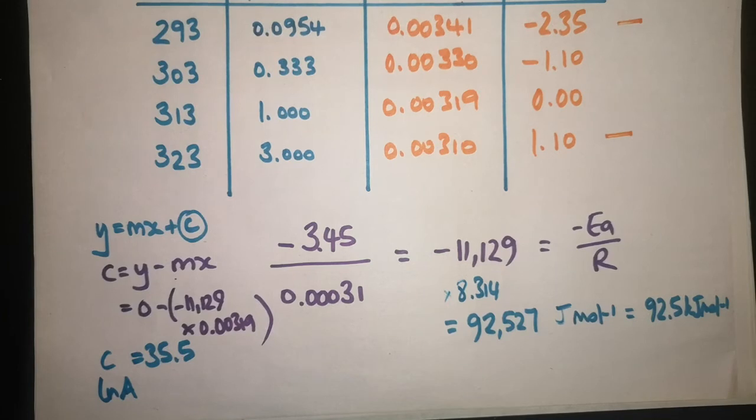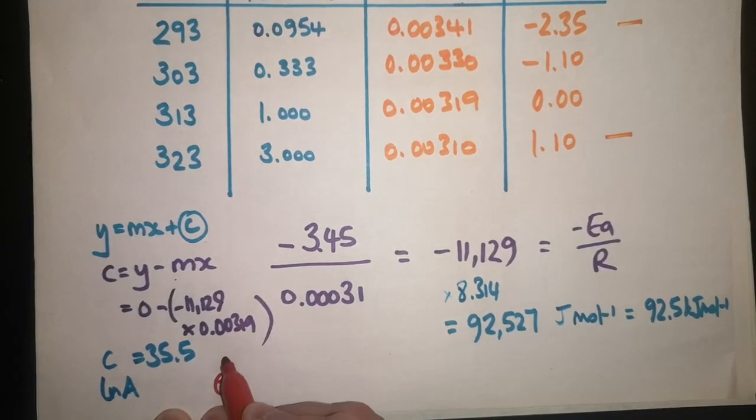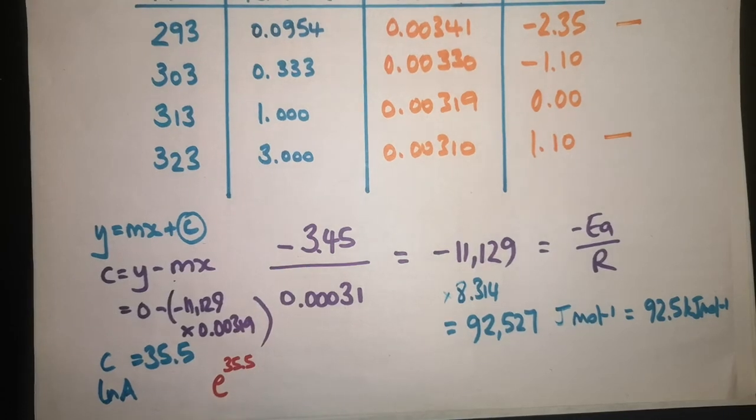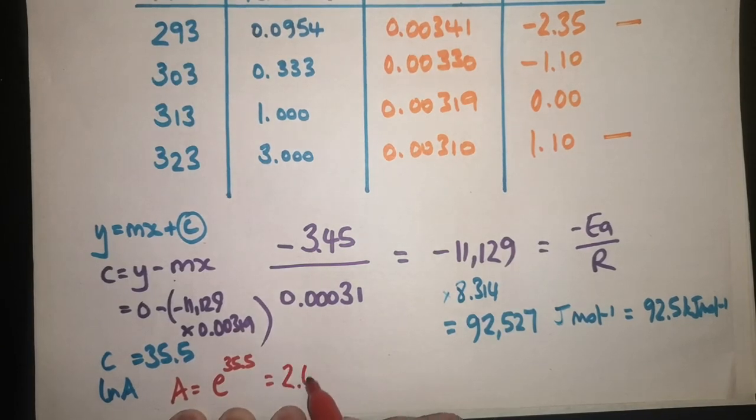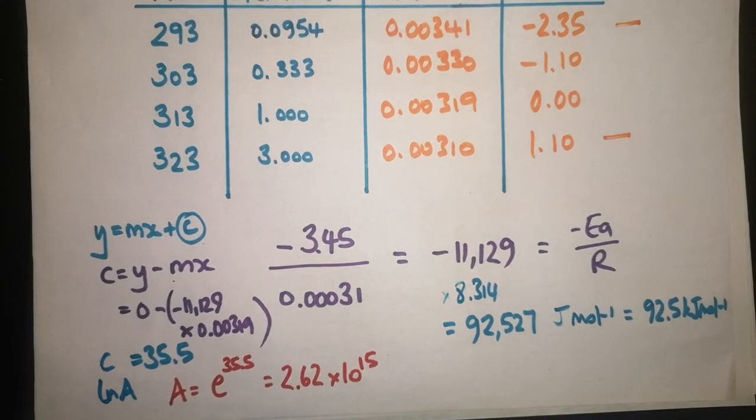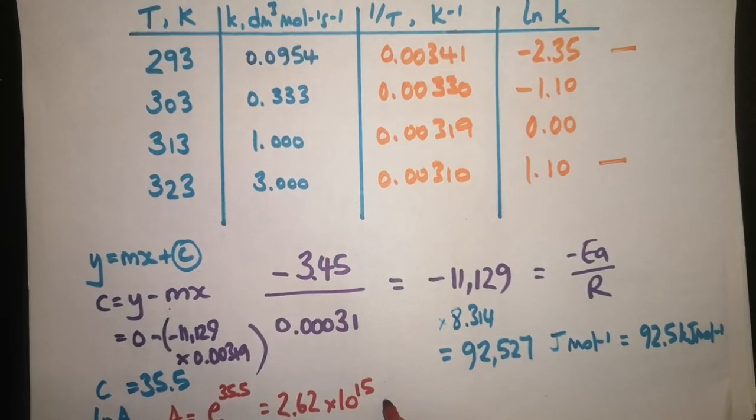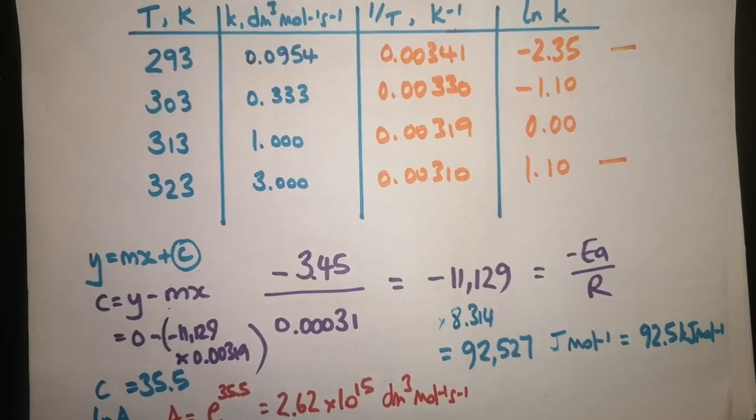Remember that the opposite of an ln is an e function. So in order to calculate the actual number of A, we'd do e to the power of 35.5, and that would give us A. And that, hopefully I've got this correct, comes out as 2.62 times 10 to the 15. And remembering that the units of A are the same as the units of k, well k is up here, so I'm going to copy the same units, dm3 mol^-1 s^-1.